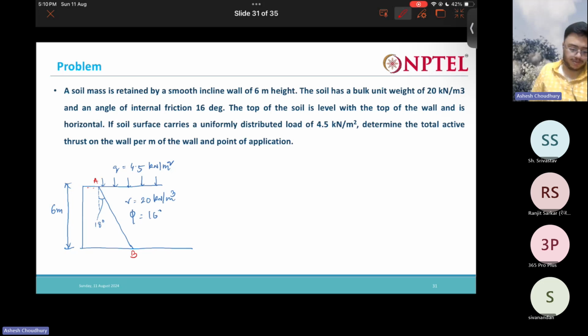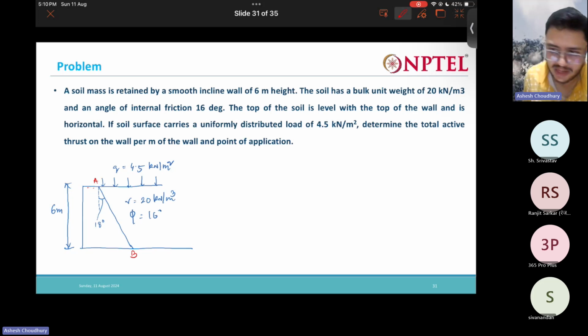Okay, now this problem. A soil mass is retained by a smooth inclined wall of 6 meter height. The soil has a bulk unit weight of 20 kN/m³ and an angle of internal friction of 16 degrees. The top of the soil is level with the top, and whatever, leave it.